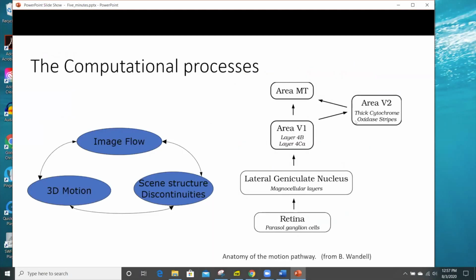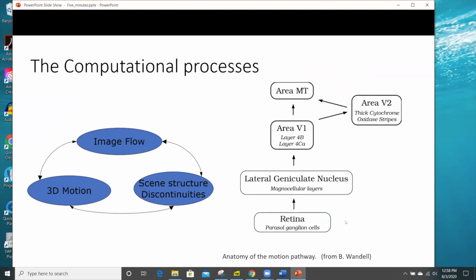Okay, so the early motion pathway, what is referred to in the neurosciences, is these areas where it starts from the parasol ganglion cells at the retina over the LGN and involves areas V1, V2, and then D, and then also higher. But it's mostly about these areas.